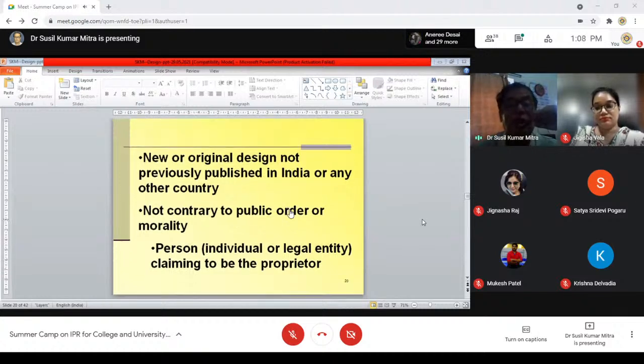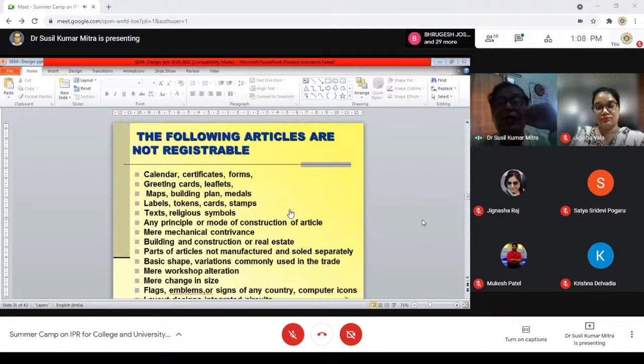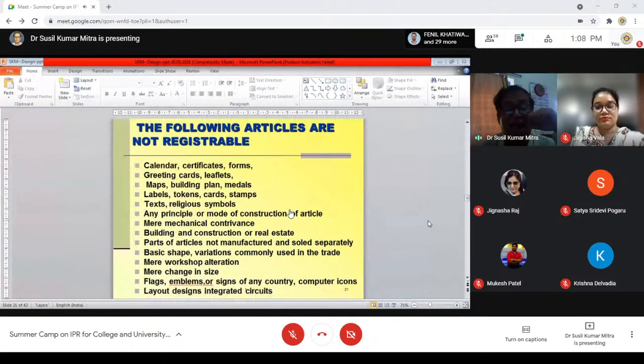Now I'm coming to the following articles that are not registerable subject matters: calendars, greeting cards, maps, labels, any principle or mode of construction, because that goes to the patent, building structures, part of an article, workshop alterations, mere change in size, small or big, flags, emblems, and also computer icons cannot be registered under the Design Act.